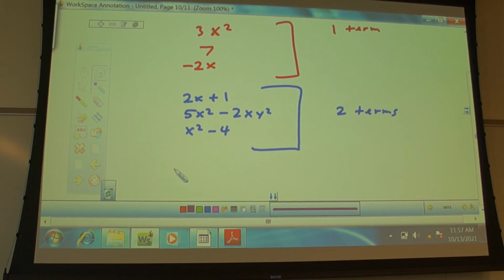So how many terms is this one? How many terms is that, guys, folks? 2 terms. 2 terms? Okay, what if I did this? Now how many terms is that? 3 terms. 3 terms. Everybody good? Okay.